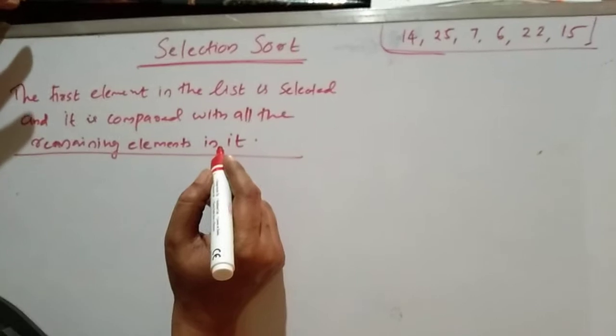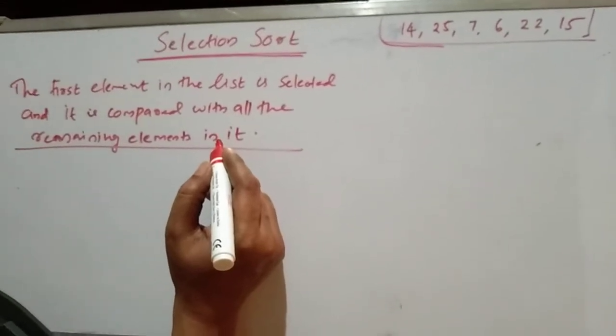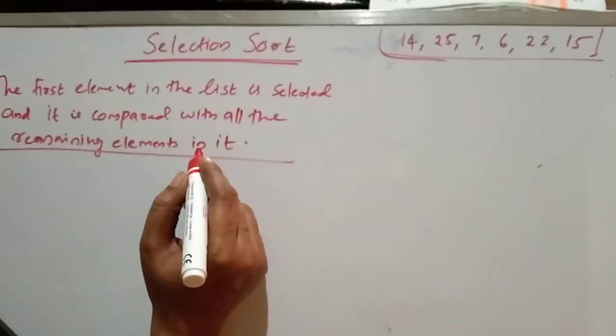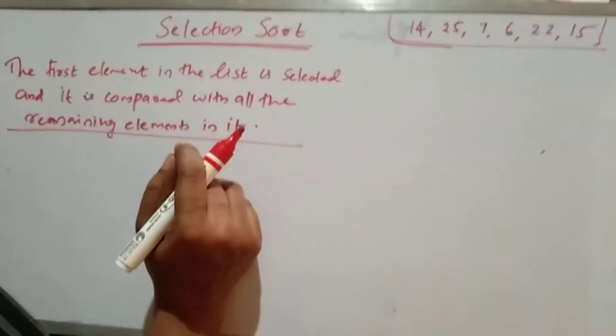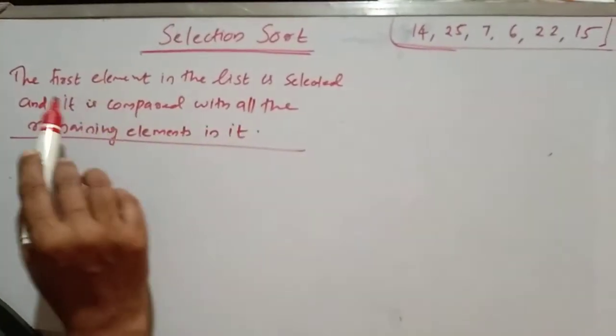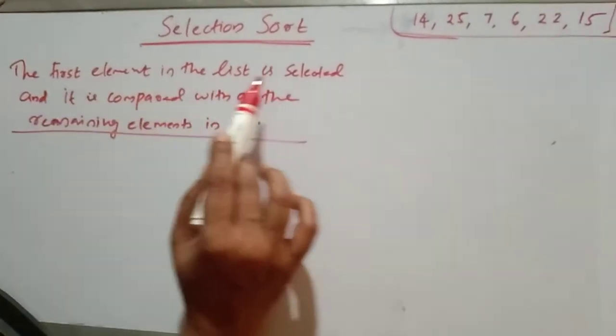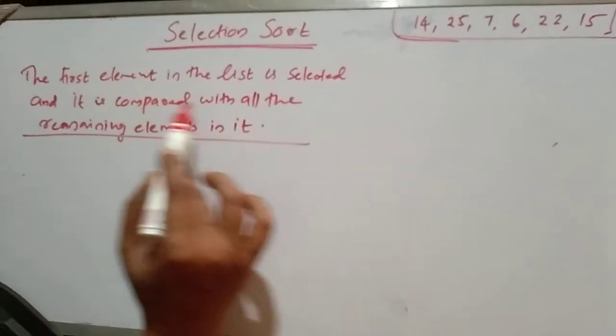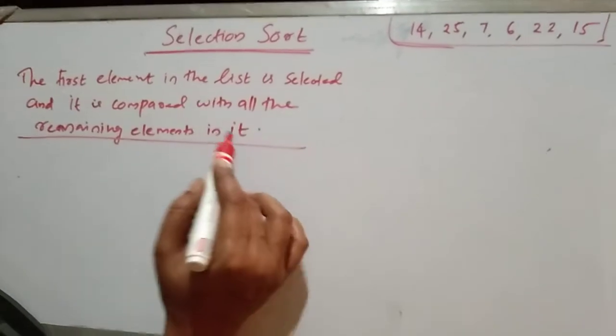The selection sort algorithm is used to arrange a list of elements in a particular order, whether ascending or descending, as is convenient. In selection sort, the first element in the list is selected and compared with all the remaining elements.